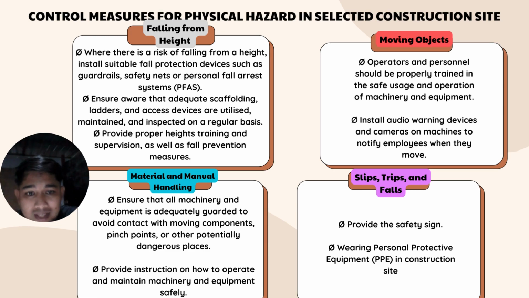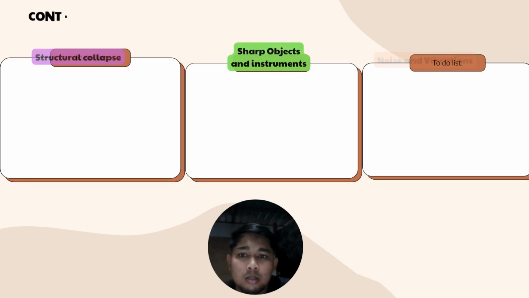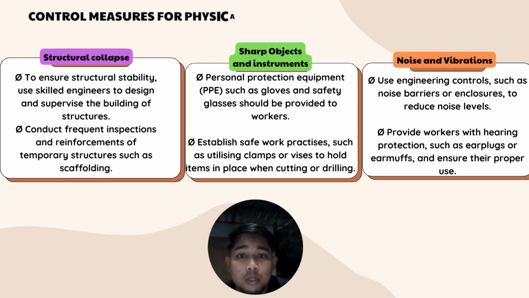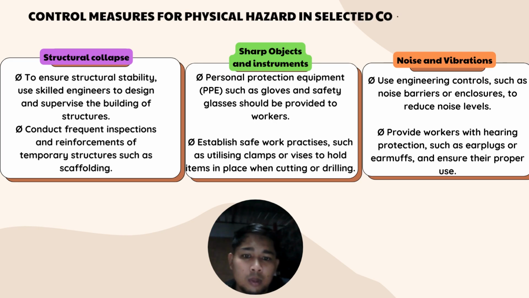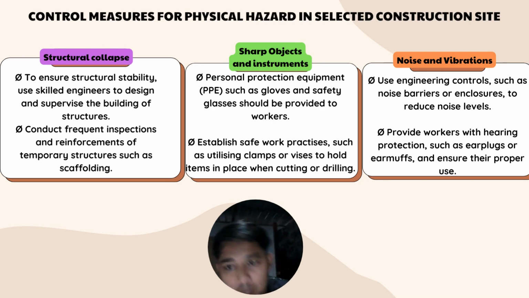For slips, trips, and falls, provide safety signs and wear personal protective equipment (PPE) in construction sites. Next, still with control measures for physical hazards in selected construction sites, I will continue with structural collapse. Structural collapse: to ensure structural stability, use skilled engineers to design and supervise the building of structures. Next, conduct frequent inspections and reinforcements of temporary structures such as scaffolding.